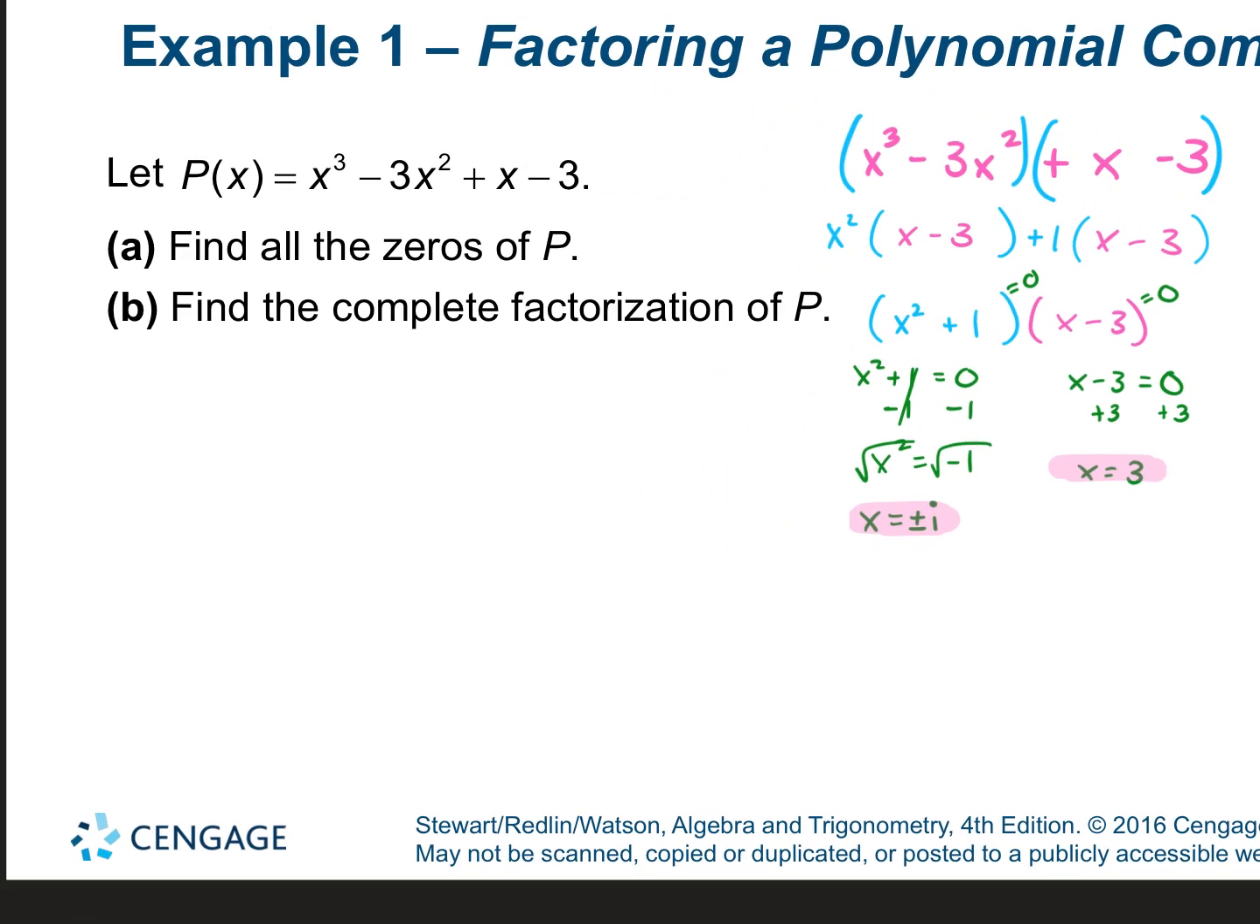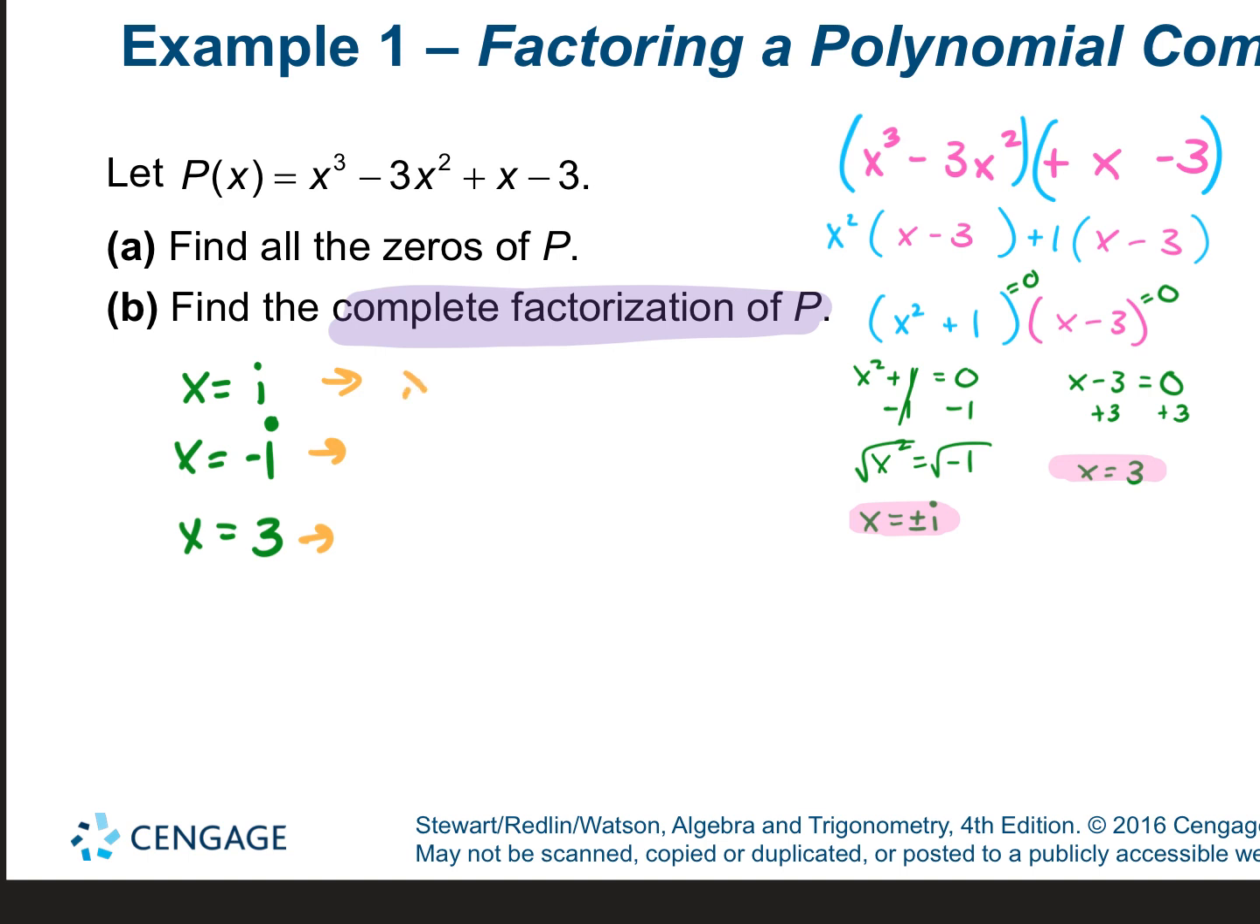Now for the second part of this question, it says find the complete factorization of p. So this just wants it in factored form. So we have to take each of our zeros and work backwards a step and put it in factored form. So I had x is equal to i, x is equal to negative i, and x is equal to 3. How would I put these into factored form?